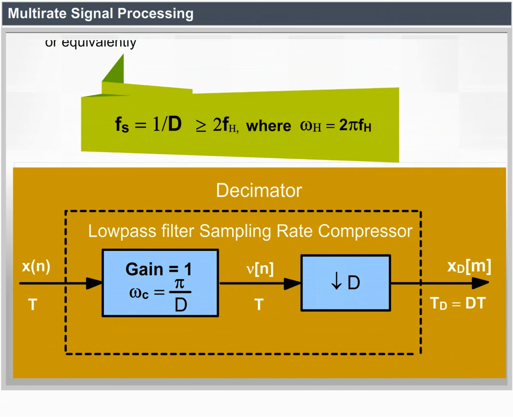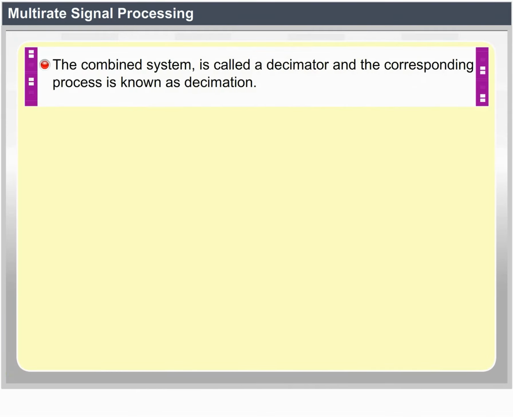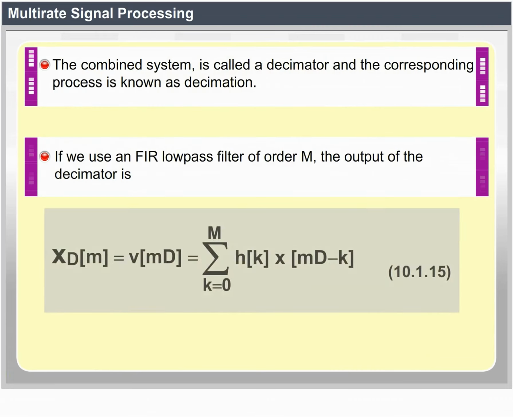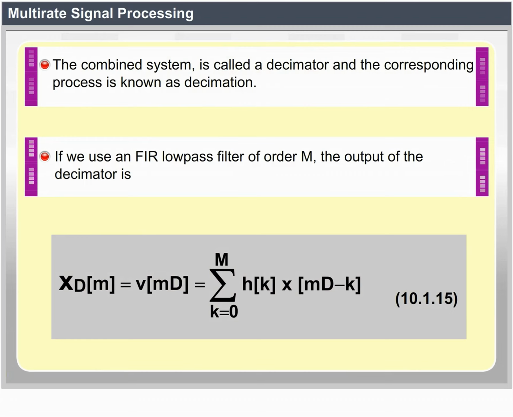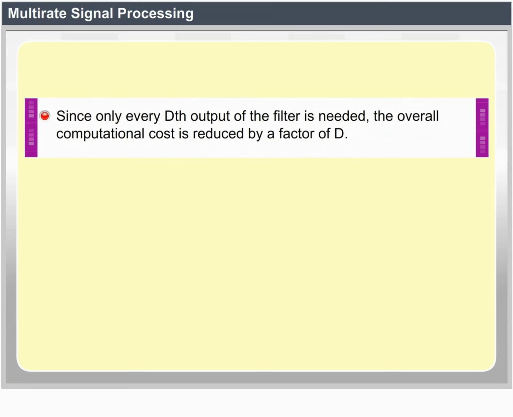Figure: representation of a system for sampling rate decreased by an integer factor d. The combined system is called a decimator and the corresponding process is known as decimation. If we use an FIR low pass filter of order M, the output of the decimator is x_d(m) equal to v(md) equal to the summation k equal to 0 to M of h(k) times x(md minus k), called equation number 10.1.15. Since only every dth output of the filter is needed, the overall computational cost is reduced by a factor of d.